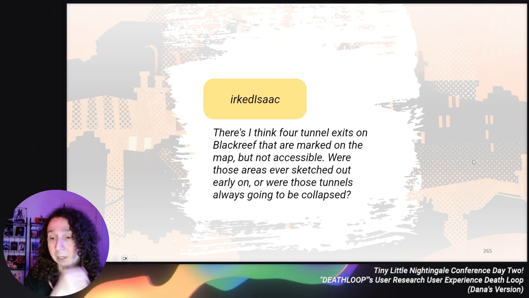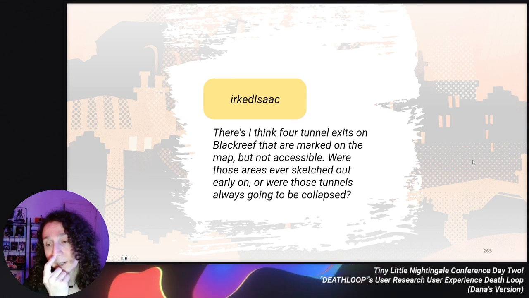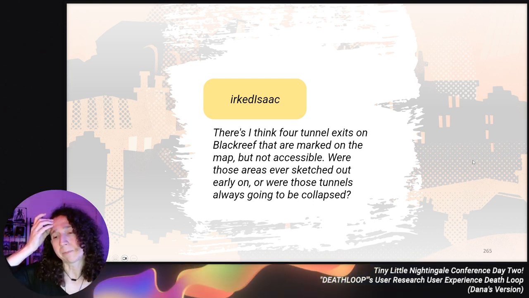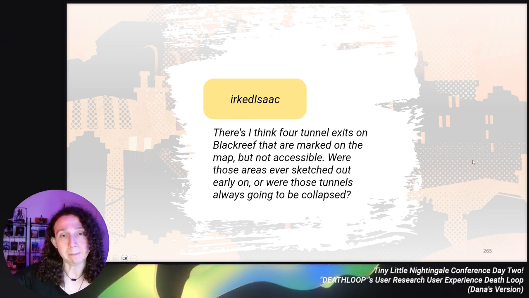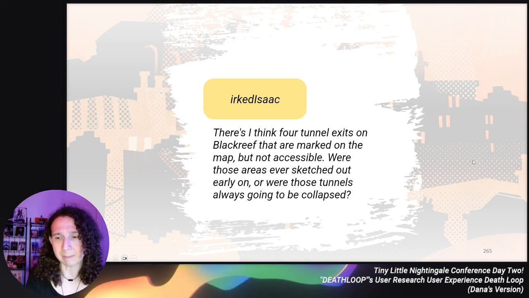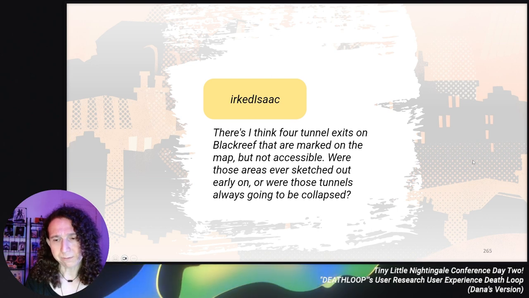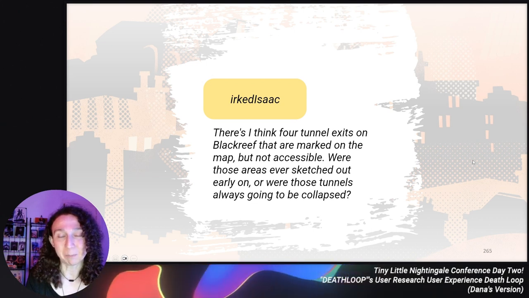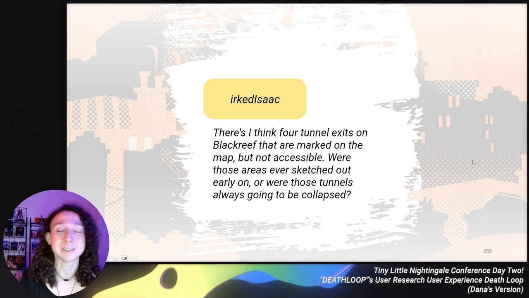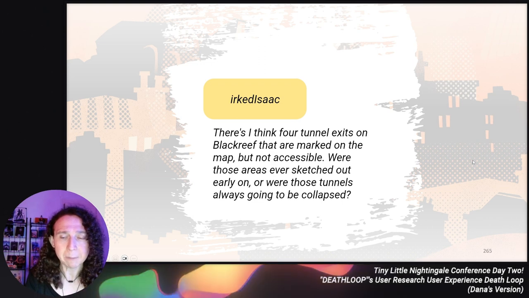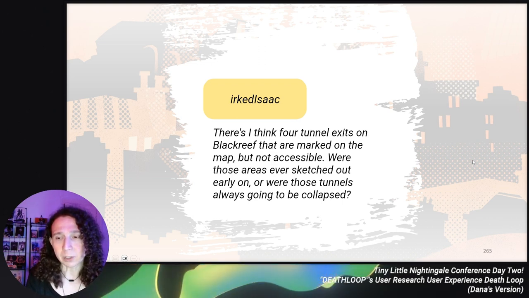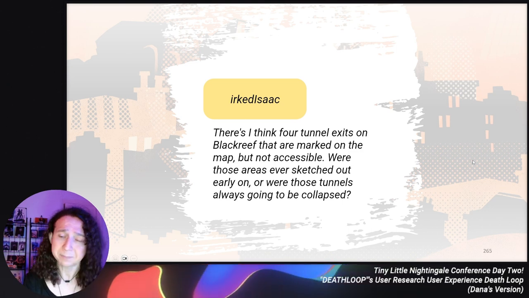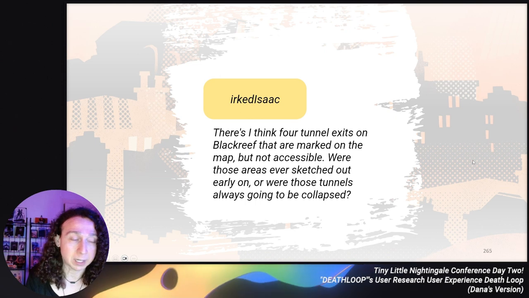I think there's four tunnel exits on Black Creek that are marked on the map but not accessible. Were those areas ever sketched out early on? The stone's always gonna be collapsed. You mean the map like the physical map in the game world, where the map is in the tunnel and you can look at it and see where all the tunnels are? Is that the map you mean? That was made very late. I think that was even made based on user research feedback of players not understanding what those tunnels were about. Like, oh, let's make a map explaining the tunnels. But a lot of that was just aesthetic, just world building. Certainly there are tunnels that were part of early drafts of the map that got scrapped, but that drawing was created probably early mid beta.